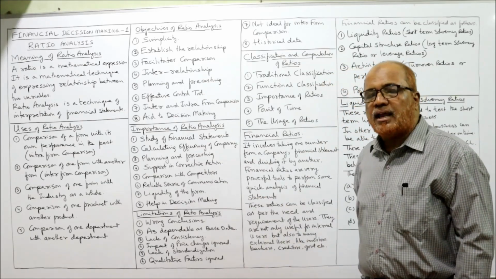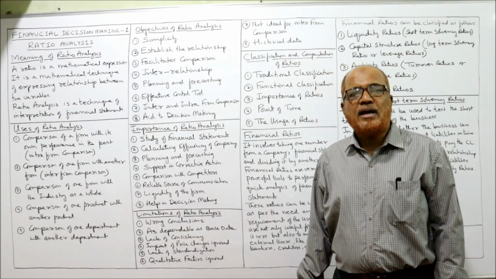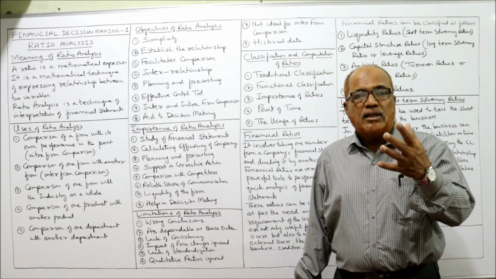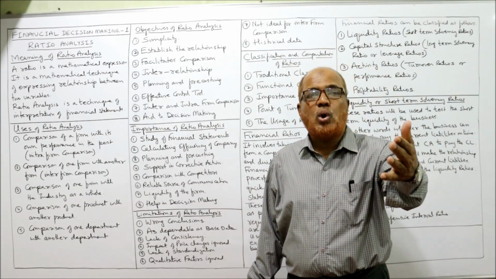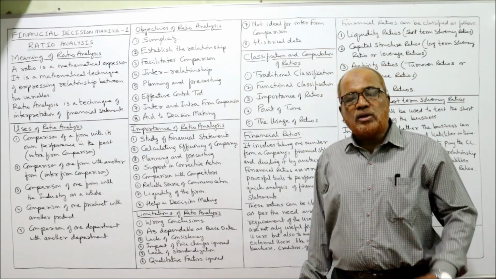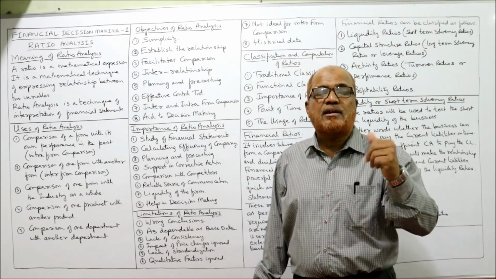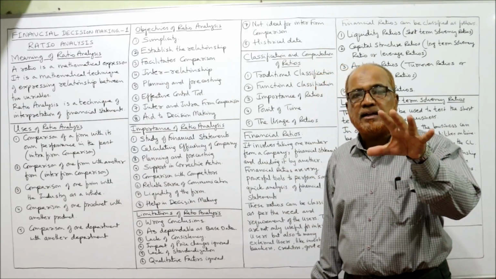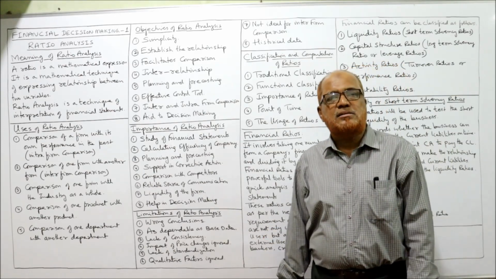Next one is support in corrective action. If something goes wrong, then management has to correct it. These weaknesses, something going wrong, will be disclosed by calculating ratio analysis. So ratio analysis will disclose where the weakness is, where the problem is created, so that management can take some corrective action.